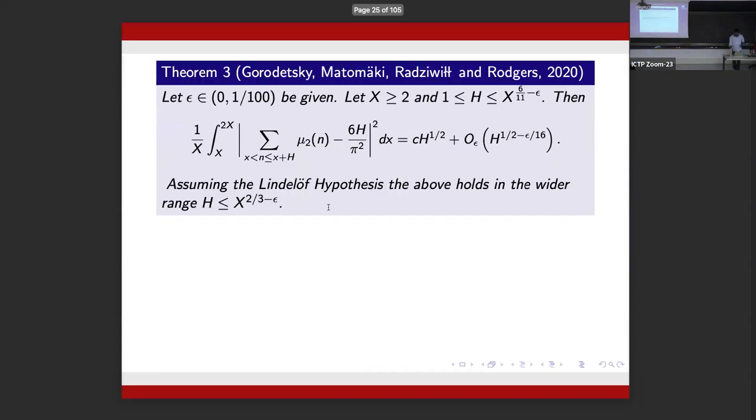So that was considered in 2020 by Gorodetsky, Mangerel, Rodgers, and Rezaei.